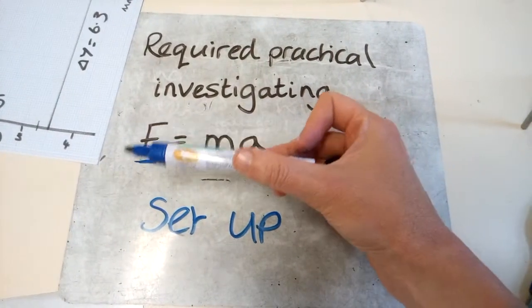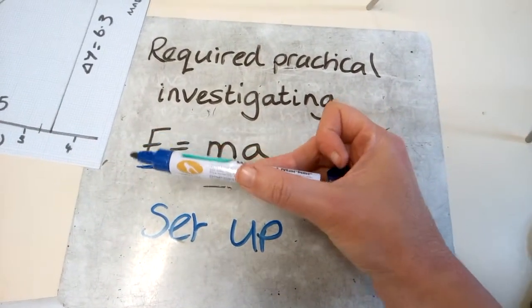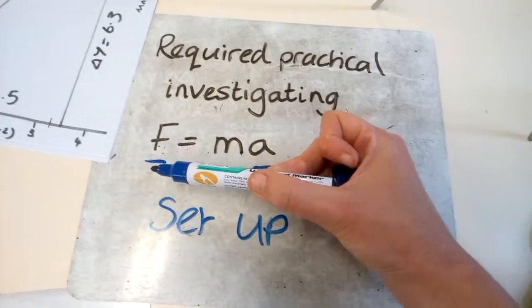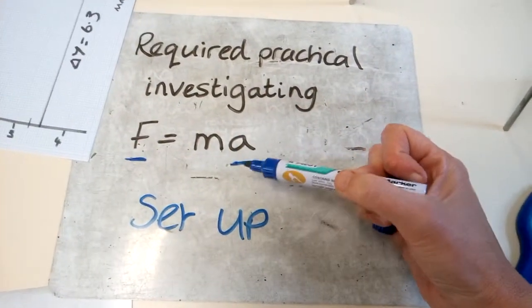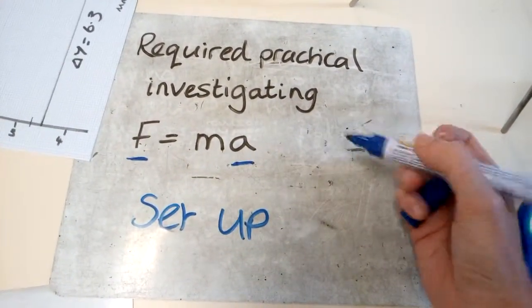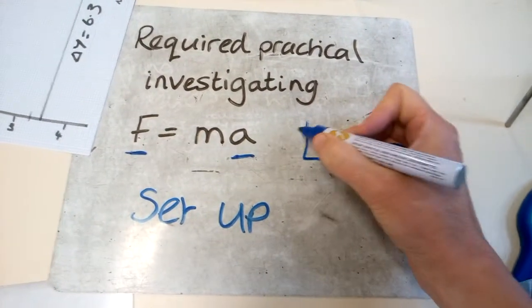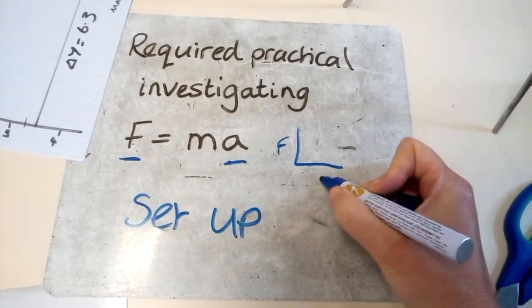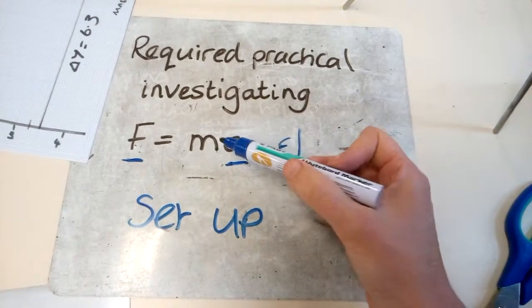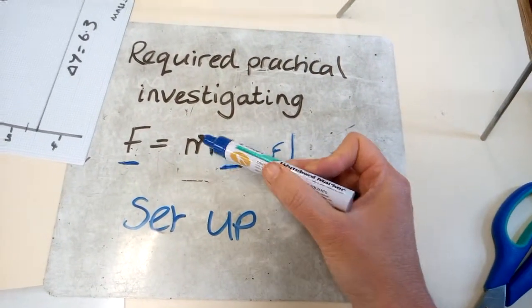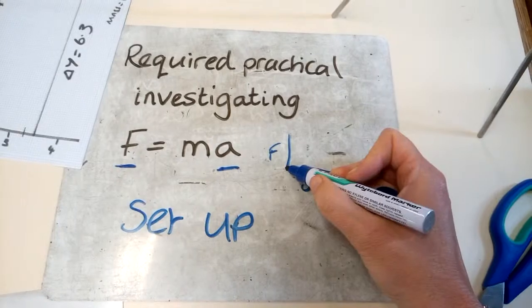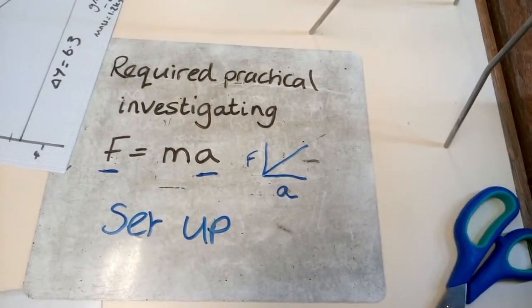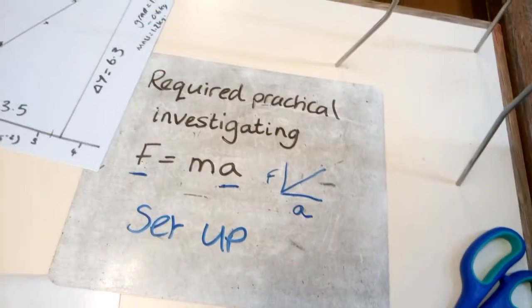We're going to do that by changing the force on a trolley, taking some measurements to allow us to calculate the acceleration of the trolley. We're then going to plot a graph of force against acceleration, and if we keep the mass of our system the same, what we should get is a nice straight line showing that force is proportional to acceleration.